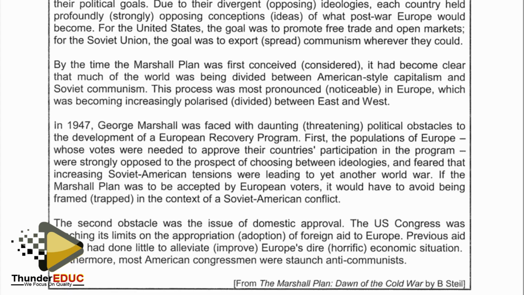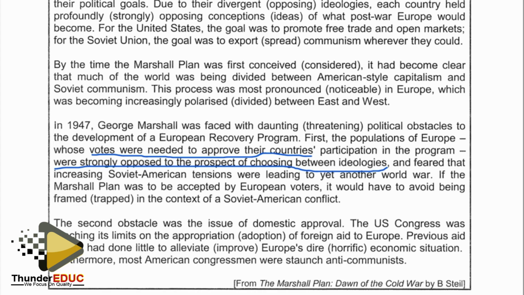Right, if we try to check here, we tend to find that it's talking about the goal was to promote open markets. Europe needed to improve countries' participation in the program. It talks about the votes here. Right. What was happening here? It talks about votes were needed to approve their country's participation, and those were strongly opposed to the prospect of choosing between the ideologies.